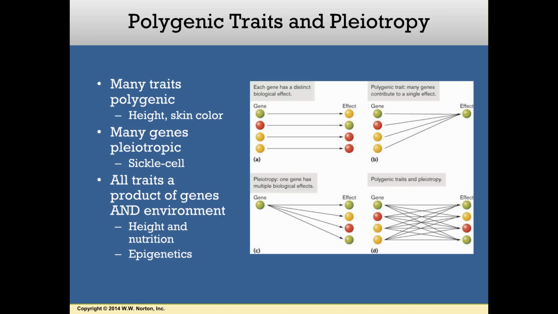Furthermore, recent research has revealed that the nature, genetics, or nurture, environment question is fallacious. All traits are a product of both genes and the environment. Additionally, there's evidence that environmental factors can actually alter the regulation of DNA itself, a phenomenon known as epigenetics.